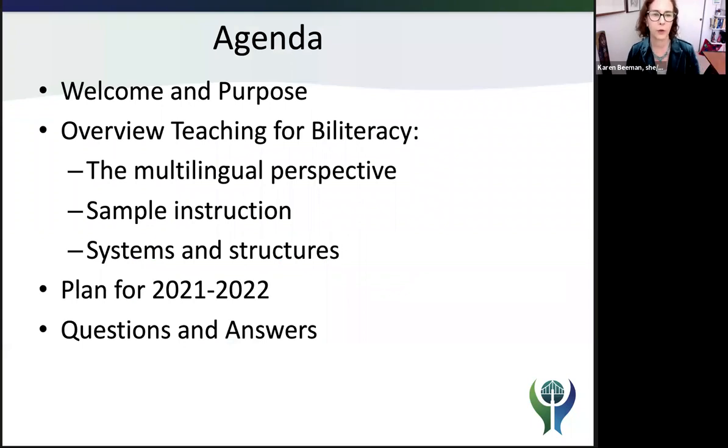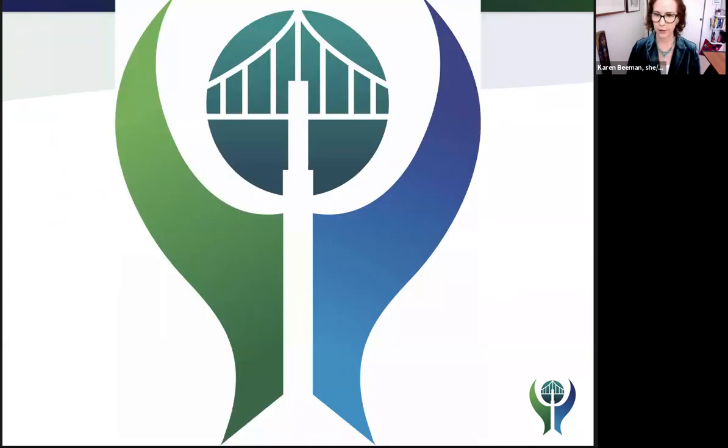In going through this overview, I'm going to spend a lot of time on the multilingual perspective, which I'll explain. We're going to get into some sample instruction, and then really important for implementing teaching for biliteracy are systems and structures. And then I'm going to briefly share our plan for 2021-2022 and get into some questions and answers.